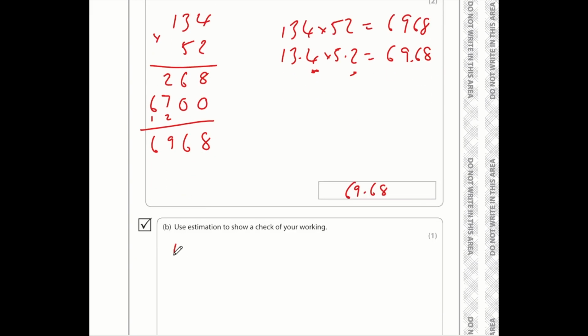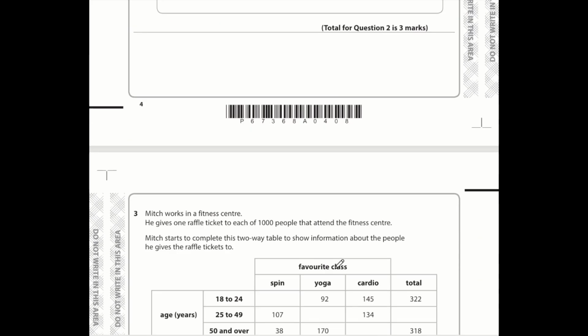So the question was 13.4 times 5.2. Let's round these to one significant figure. So 13.4 will be 10, to the nearest 10. So 10 times 5.2 to the nearest unit, which is 5. 10 times 5 is 50. And 69.68 isn't a million miles away from 50. So we know we've got it correct.